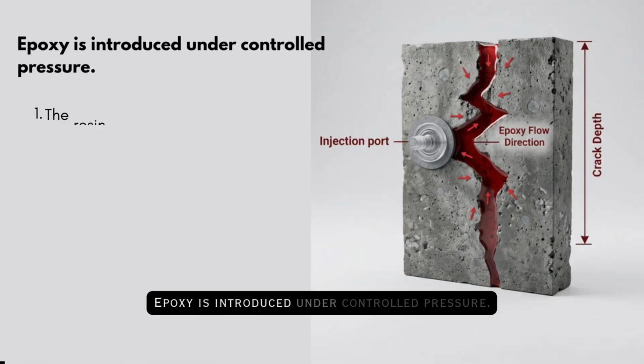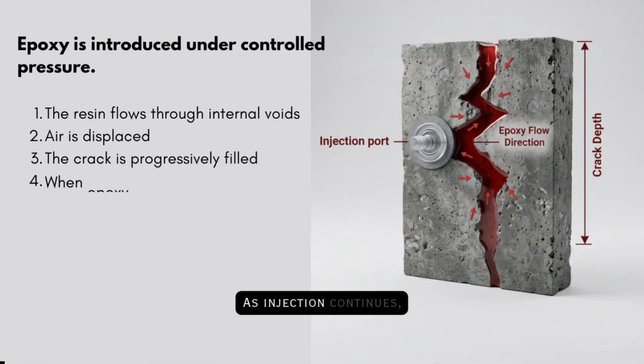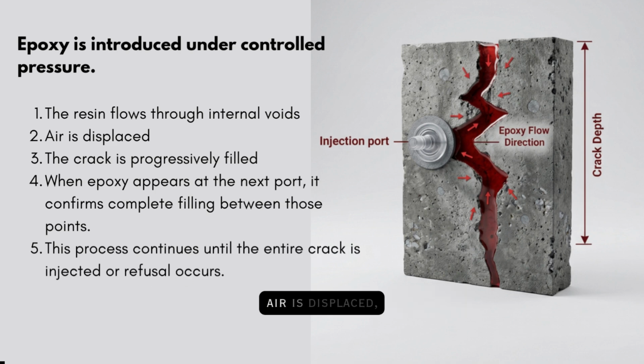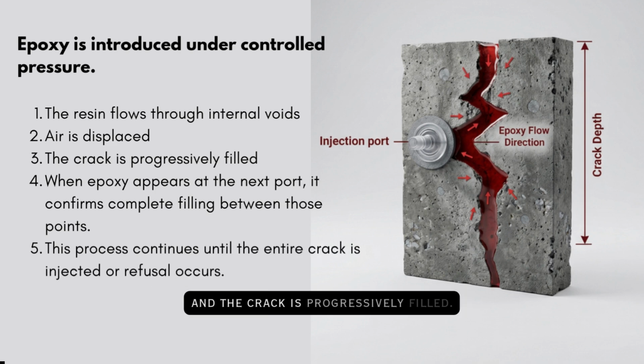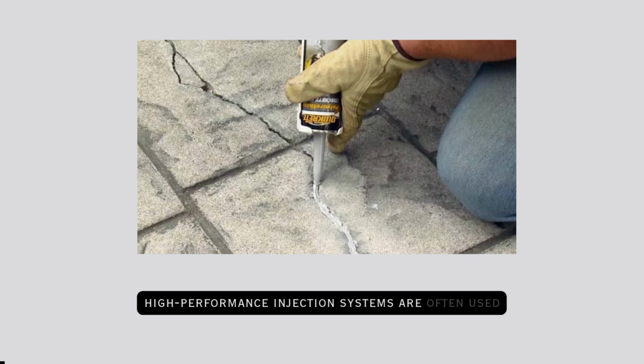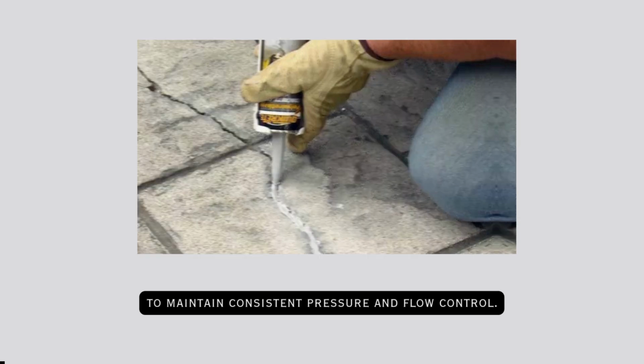Epoxy is introduced under controlled pressure. As injection continues, the resin flows through internal voids, air is displaced, and the crack is progressively filled. When epoxy appears at the next port, it confirms complete filling between those points. This process continues until the entire crack is injected or refusal occurs. In field applications, high-performance injection systems are often used to maintain consistent pressure and flow control.